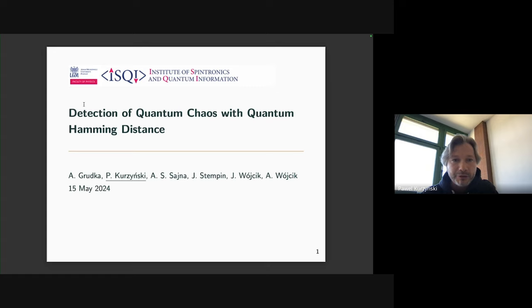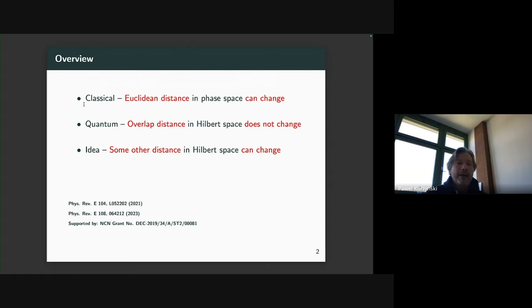So let me just go to some overview. The idea is to talk about detection of quantum chaos. First, let's say a few words about detection of classical chaos. We know very well that the basic tool to detect classical chaos is to look at trajectories in phase space. And if we see that they diverge, and moreover, if they diverge very fast, like exponentially in time, then we say that the system is chaotic. It's an oversimplified description, but more or less, that's the idea.